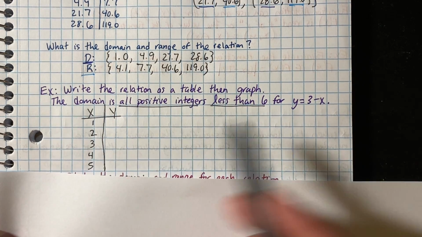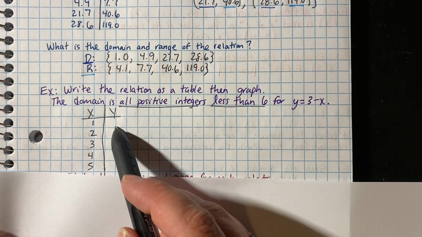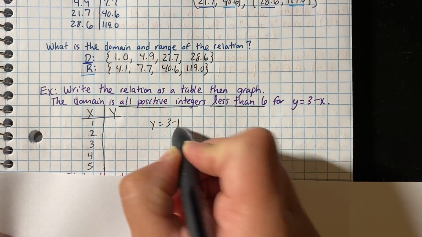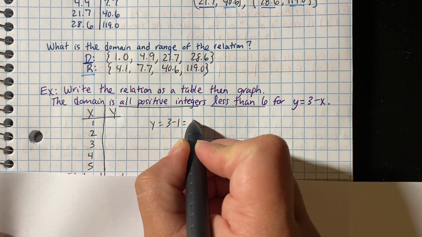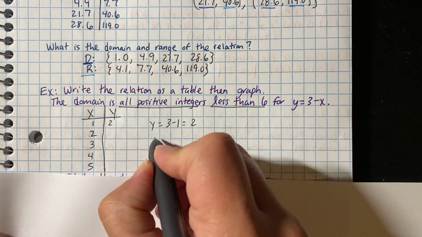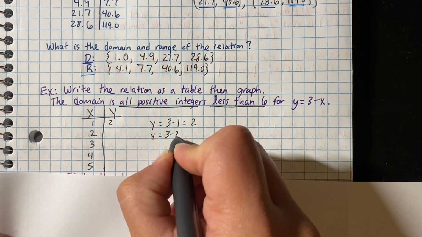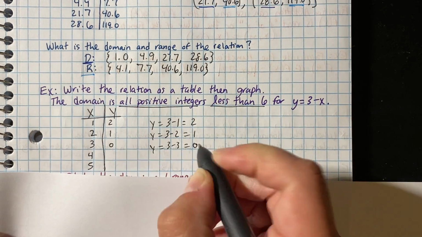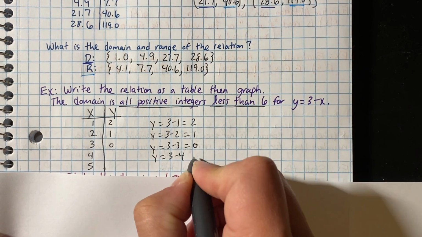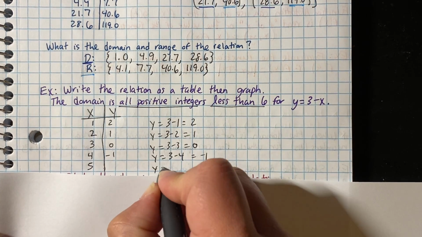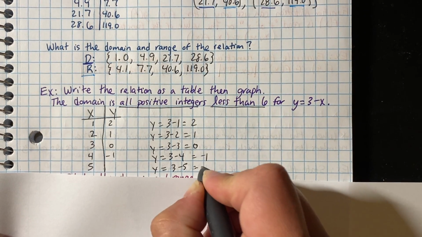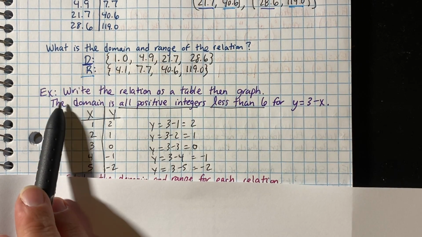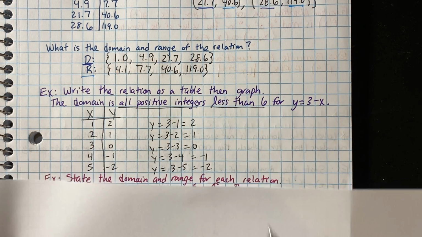So now we're going to plug these numbers all into here to get our y values. All right, so quickly we'll just do 3 minus 1. That is 2. Put a 2 in there. 3 minus 2 is 1. 3 minus 3 is 0. 3 minus 4 is -1. Okay. So we need to write the relation as a table, then graph it.